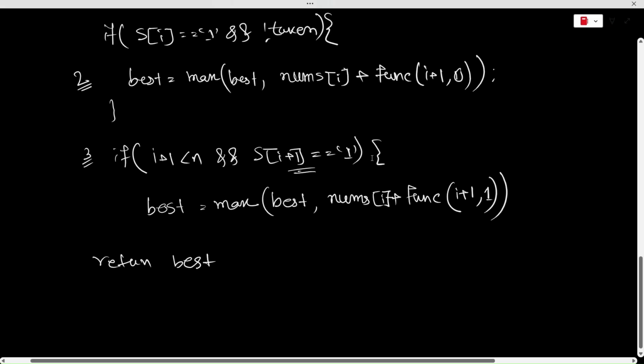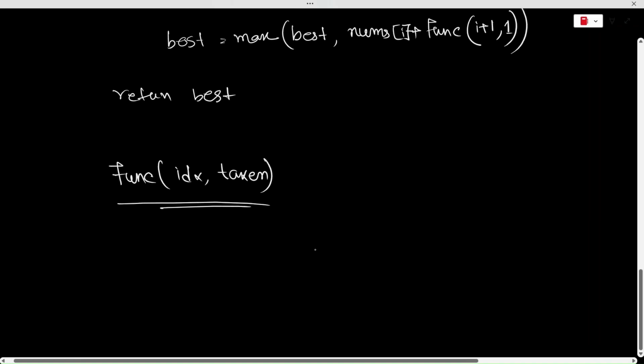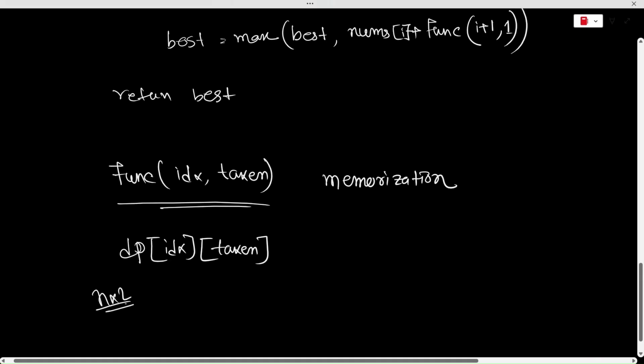Now, our state is something like this, just function of index and taken, right? These two are variable parts. As you can see, these states are repeatable. So if the states are repeatable, then we can easily do a memoization over here. We just build a 2D array of DP, a DP array of index and taken. And taken only has two values, 0 and 1. So this will be just an n into 2 size array, right?